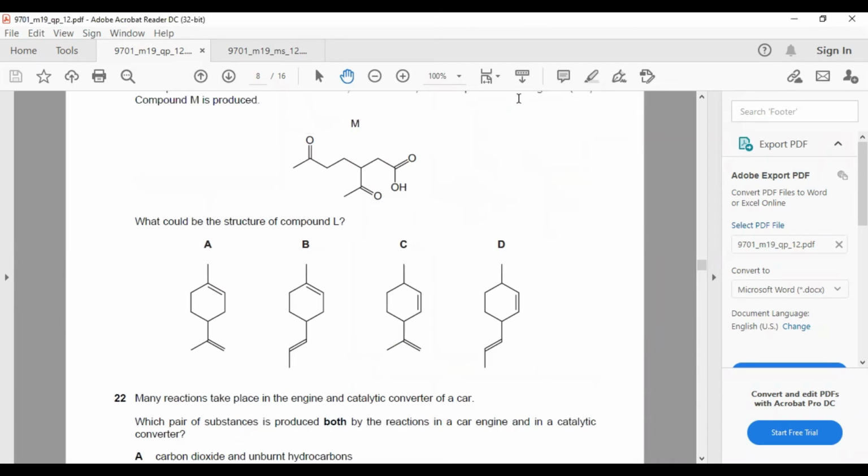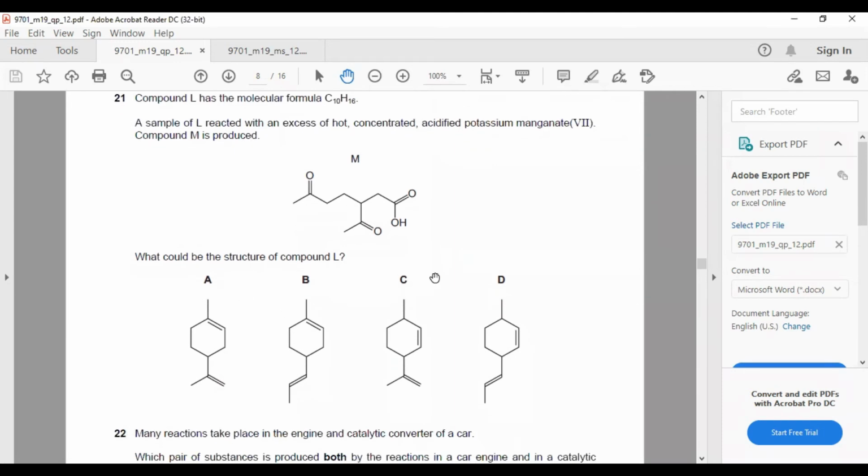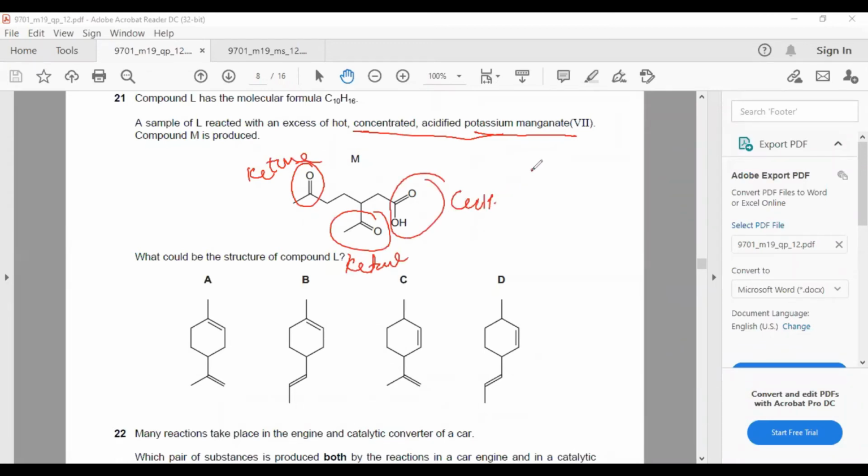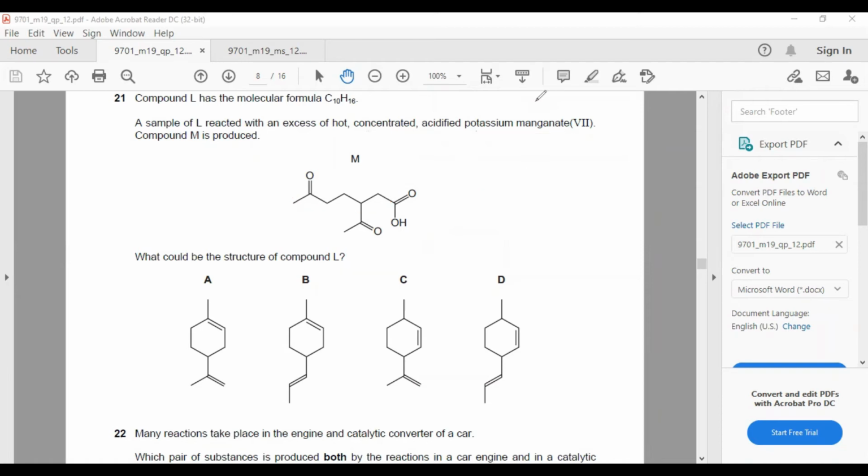Now, examiner has asked the question: M is produced from any one of these when reacted with hot concentrated KMnO4. This is a product from any one of them. Which one of these? First you see how many ketones there are. One ketone, two ketone, one carboxylic group. Carboxylic group formed means it has one hydrogen, and two ketone means no hydrogen on the two double bonded carbons. Okay, got it? Now we can find very easily.